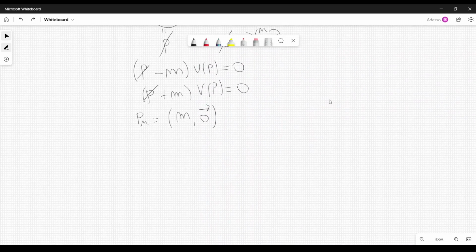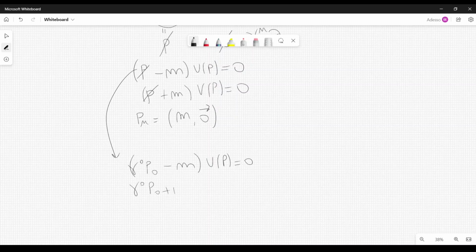Now, if we consider p mu of this form, we can write this first equation as gamma 0 p0 minus m u of p equal to 0, and gamma 0 p0 plus m v of p equal to 0. But now we can call p0 simply as m, because this is the first component of momentum. By definition, we called it m.